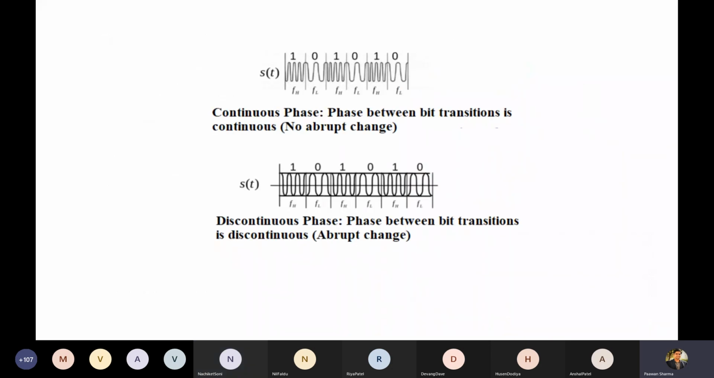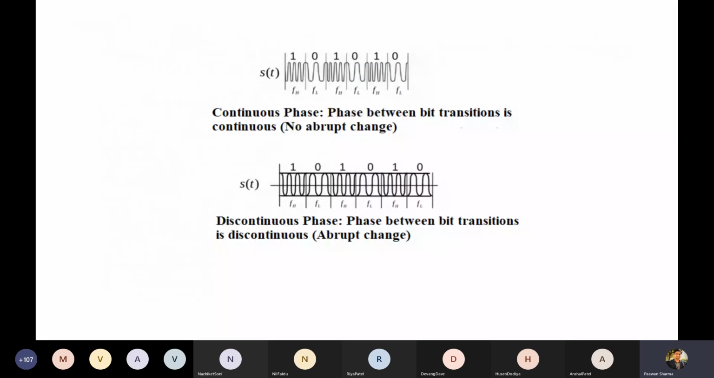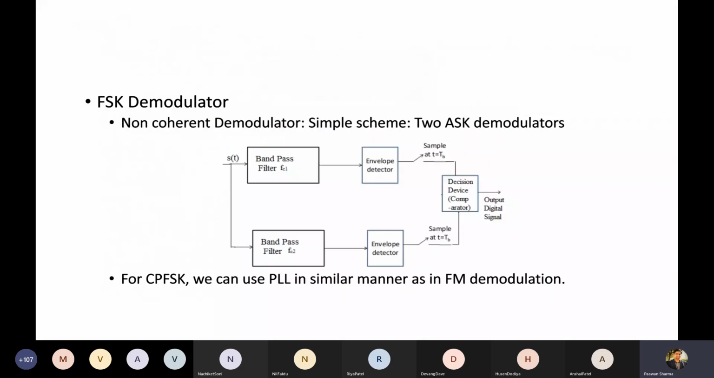So this is your continuous phase, where the phase between bit transitions is continuous. There is no abrupt change, as you can see here. And in discontinuous, you have discontinuity. We achieve CPFSK just by keeping our FC1 and FC2 an integral multiple of 1/2 of the bit rate at which the data input is coming.